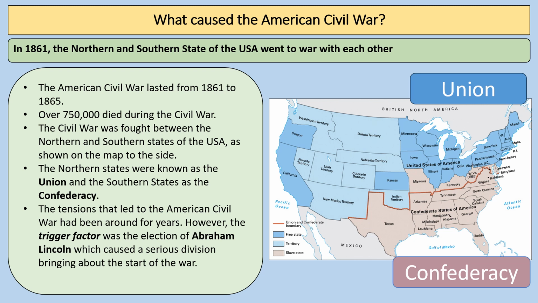The Civil War was fought between two sides, the northern and the southern states of the USA, as you can see on the map to your side. The northern states were known as the Union, and the southern states were known as the Confederacy. The tensions that led to the American Civil War had been around for years and years, but the trigger factor was the election of Abraham Lincoln, which caused a serious division, bringing about the start of the war.